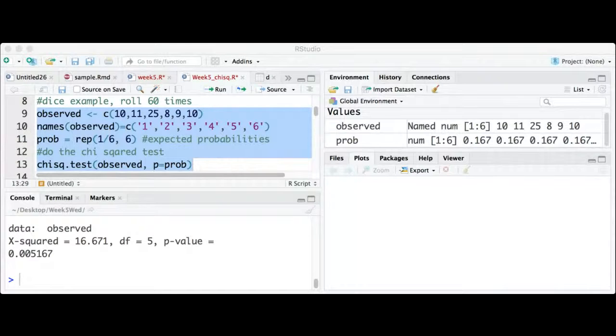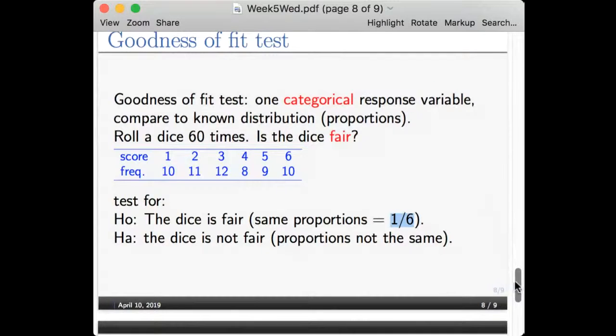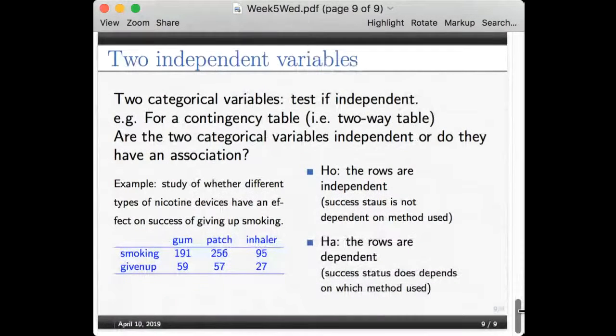Okay, let's kind of move on so we don't go too far over time and talk about the chi-squared test of independence. So if you have two categorical variables, you're interested to see whether these variables are independent of each other. And so you basically summarize your data in what's known as a contingency table or a two-way table, if you've heard those terms before. So are they independent or do they have an association?